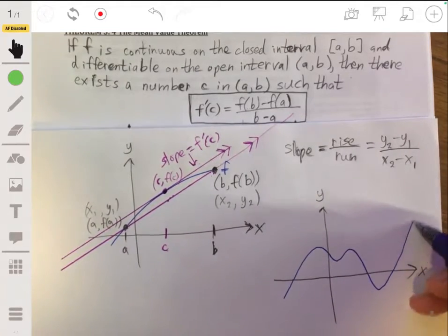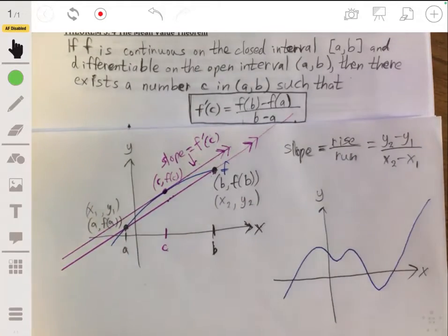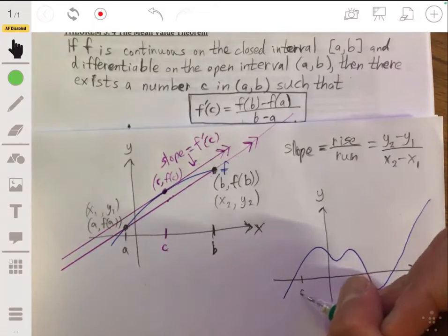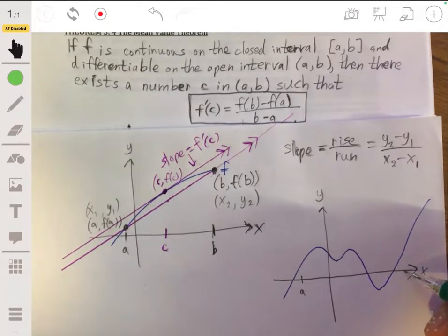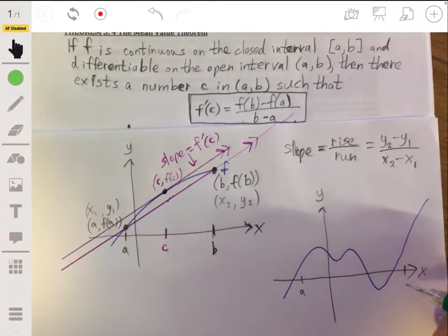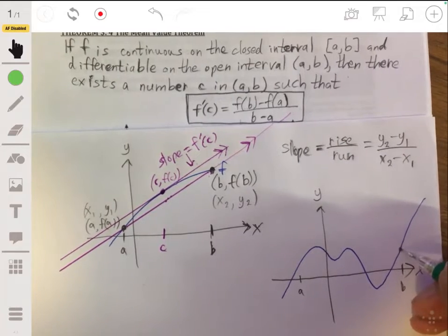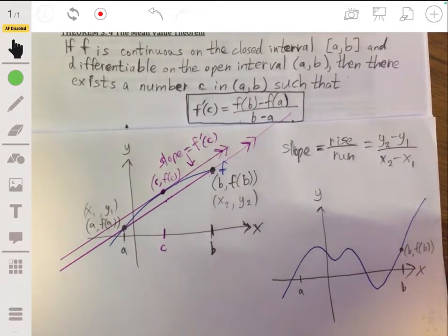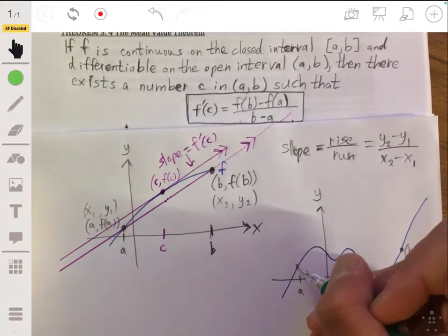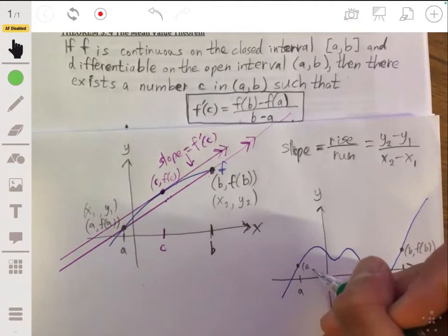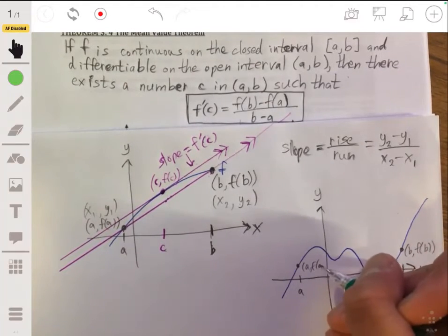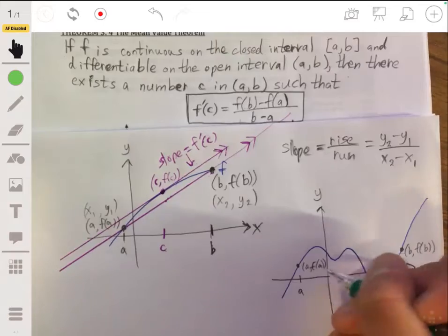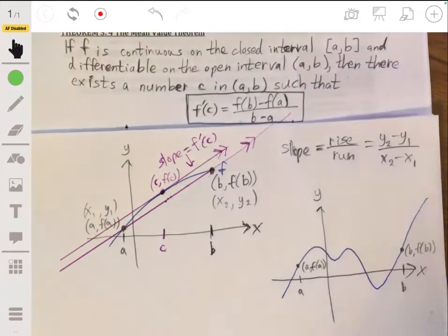So, this whole craziness. I'm going to say that A is over here, and my B is over here, right? So then I have my B, f of B over there, and I have my A, f of A over here. What about this? So what's going on here? What does the mean value theorem say here?